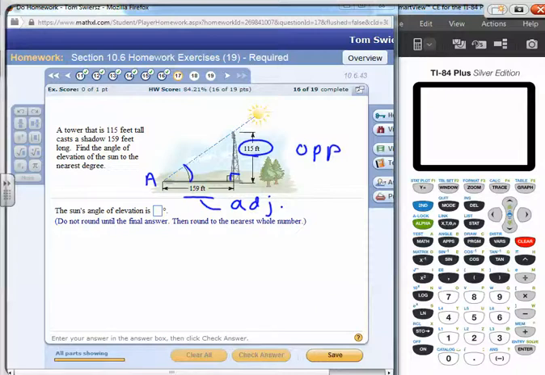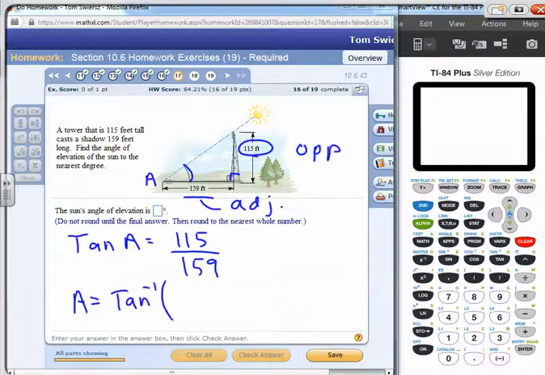So we use the two given sides. Opposite and adjacent involves the tan function. The tangent of angle A is the side opposite, which is 115, divided by the side adjacent, which is 159. When you need to find the angle, you need to switch this around, so angle A becomes the tangent inverse of 115 over 159.